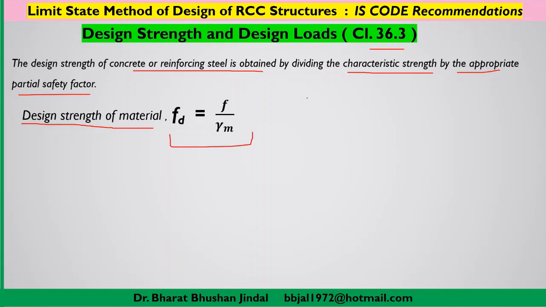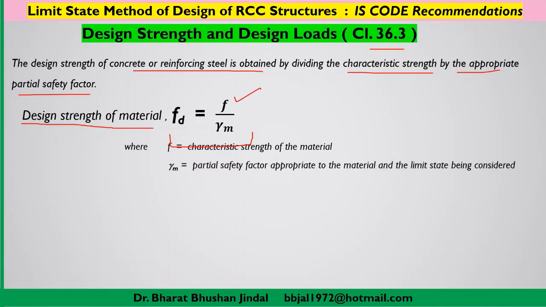Here f is the characteristic strength of the material, and gamma m, as we have discussed, is the partial safety factor, which is appropriate based on the material and the limit state being considered. I think you are able to understand what is meant by appropriate to the material and limit state to be considered. It indicates whether you are taking limit state of collapse or limit state of serviceability into consideration. Accordingly, you have to pick the value of gamma m.